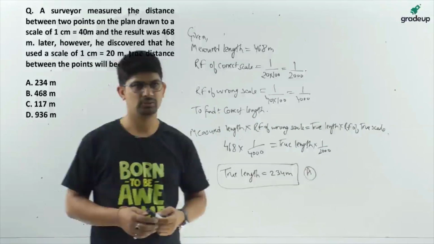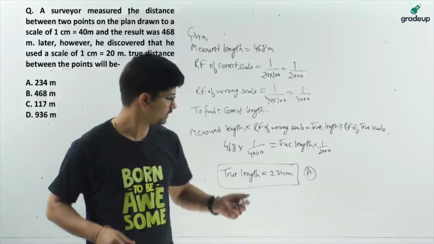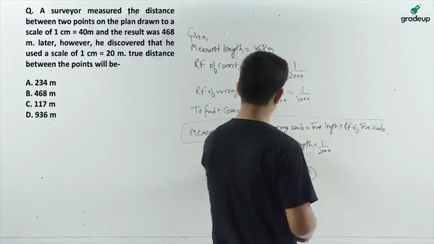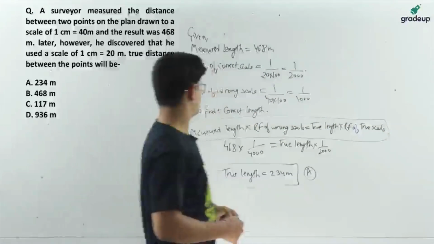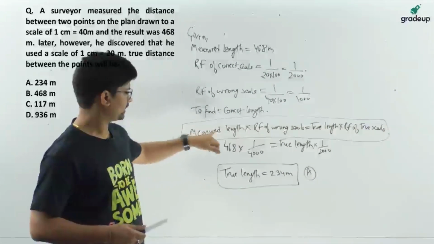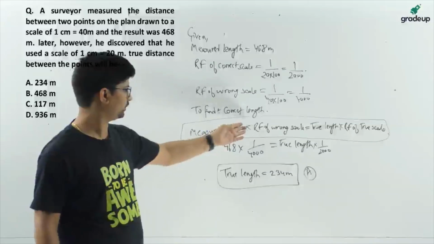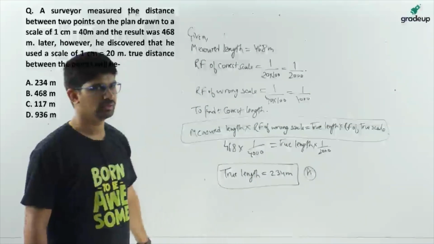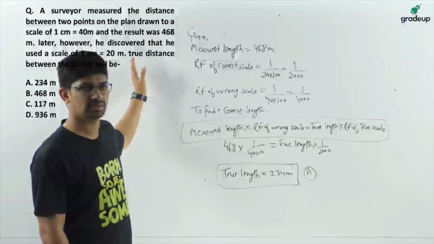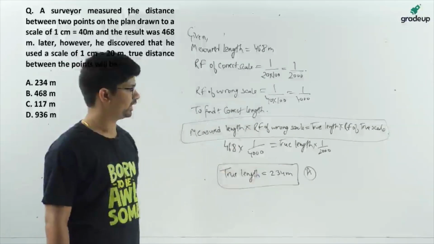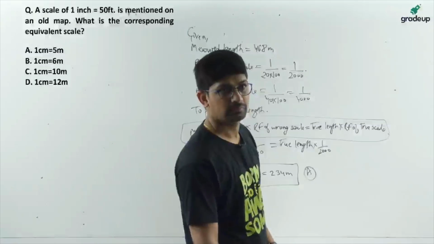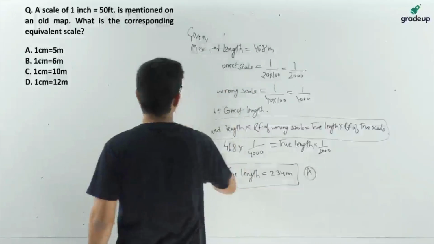I hope you have got this point. Please take a note of this one. Okay, it will be very helpful in questions. Measured length, that is the wrong length, into RF of wrong scale is equal to true length into RF of true scale. You need to extract this data from the text. Okay, you have to identify it correctly. Okay, we'll see the next question now.